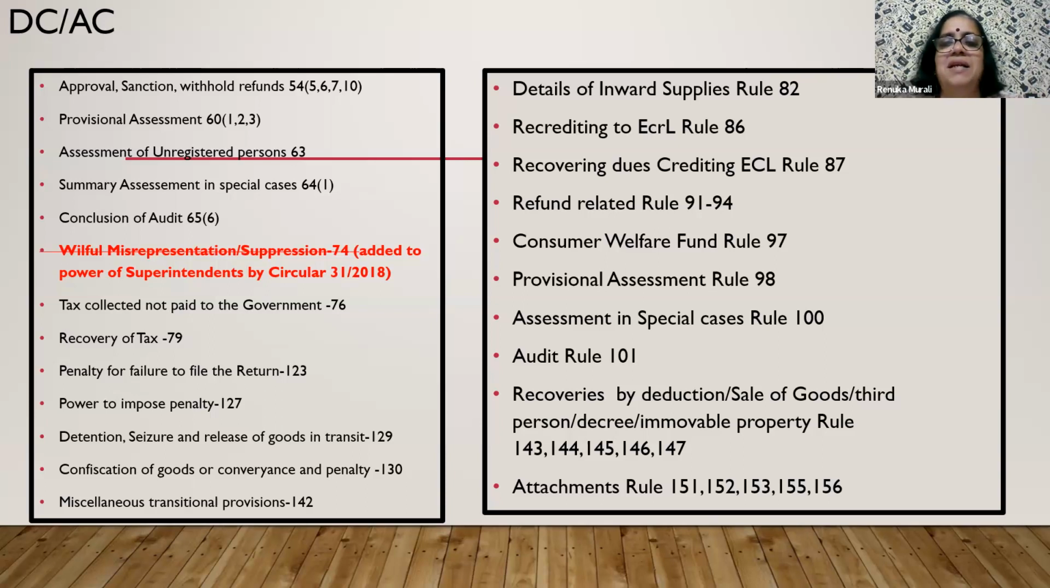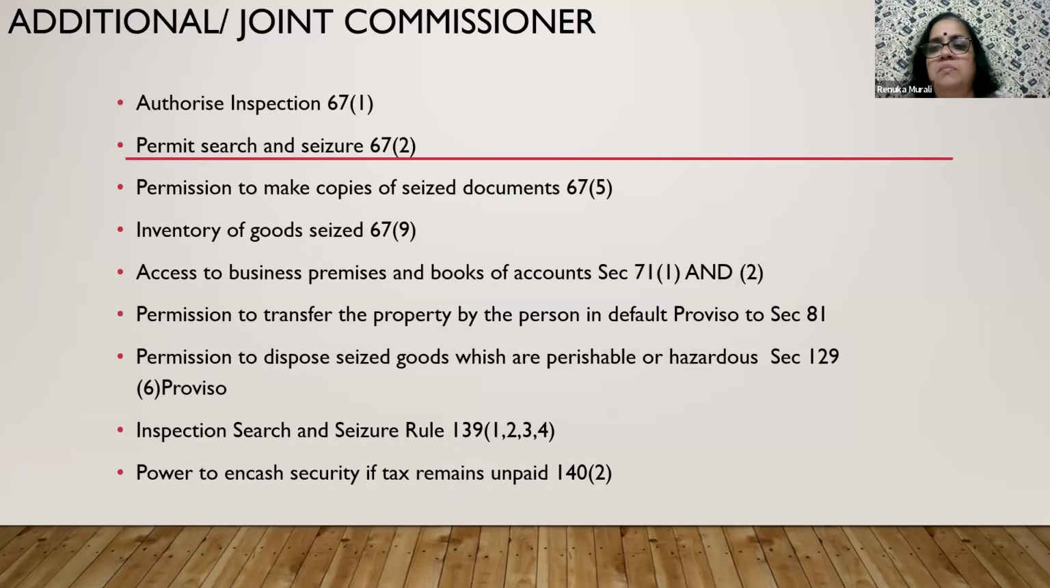This was my understanding of this particular section and this particular circular, as far as my knowledge level is concerned. With respect to the additional joint commissioner, he can authorize an inspection, permit search and seizure, permit making copies of seized documents, permit an inventory of goods seized, and permit access to business premises. See, all these are permissions.